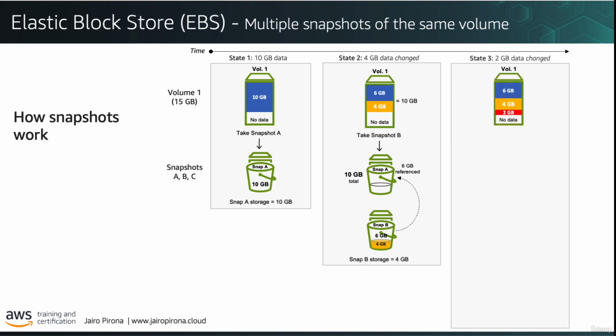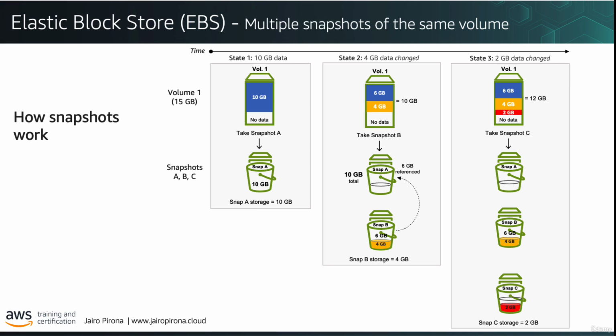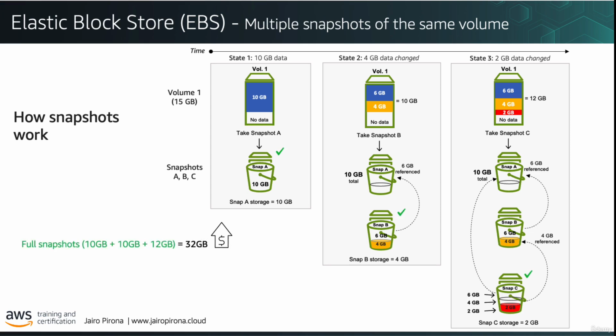As a result of this mechanism, the size of snapshot B is only 4 gigabytes. Now, let's say that after taking snapshot B, 2 gigabytes of data were added to the EBS volume. Then, when another snapshot is taken, which would be snapshot C, it will only contain 2 gigabytes of data. However, to restore it back to the EBS volume, we need the remaining data as well. So, for the remaining 4 gigabytes, snapshot C references snapshot B, and for the remaining 6 gigabytes of data, snapshot C references snapshot A. Therefore, if each of these snapshots were full snapshots, the total storage required would be 10 plus 10 plus 12 gigabytes, for a total of 32 gigabytes.